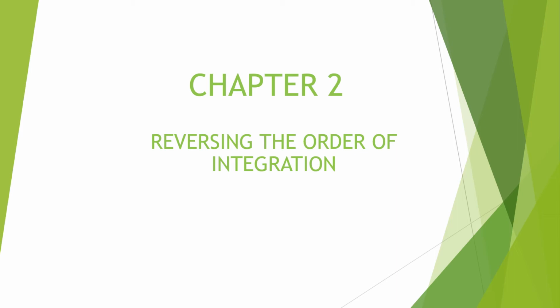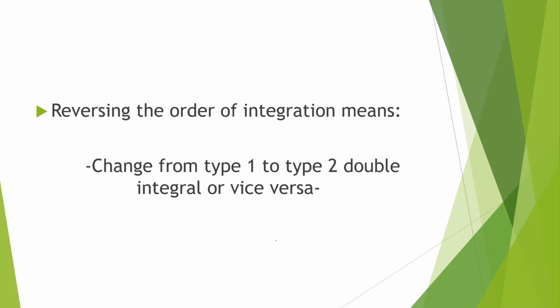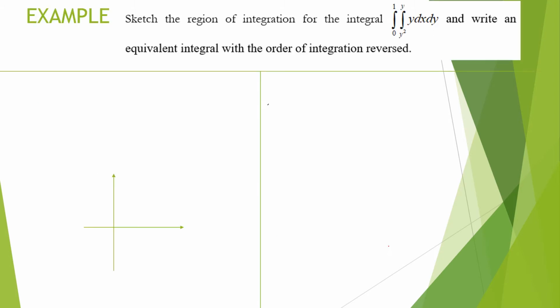Okay, we continue our lecture on reversing the order of integration. What does it mean by reversing the order of integration? It means changing from a type 1 to a type 2 double integral, or vice versa. Okay, look at this example. Sketch the region of integration for the integral.